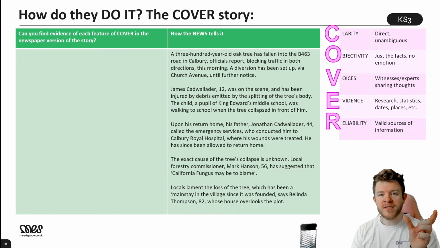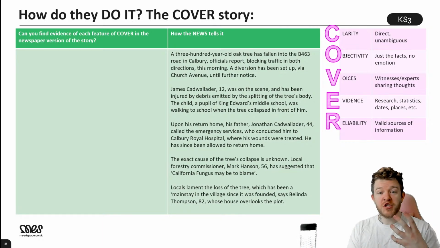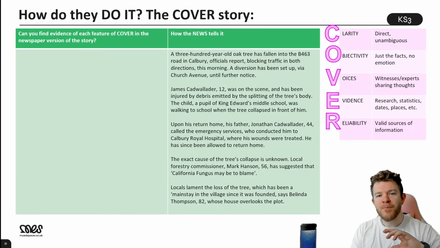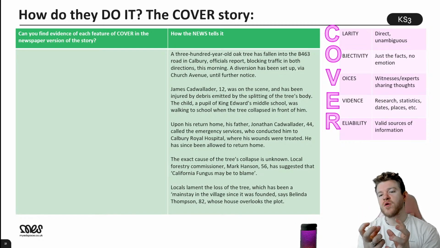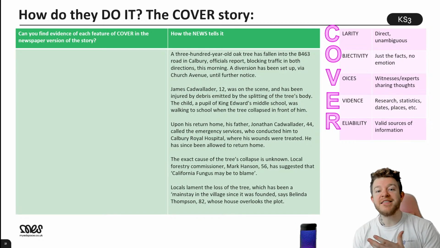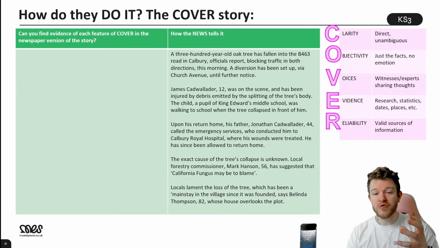Voices, that V for voices, witnesses or experts sharing their thoughts. And we've got that obviously on several occasions in this version here, haven't we? Evidence, research, statistics, dates, places, anything which fixes this in the real world. So look for things like numbers, look for mentions of studies, look for any place names mentioned, look for any official people being mentioned. All of these things that fix it in reality are going to make it easier for us to believe that this is a true story being told.